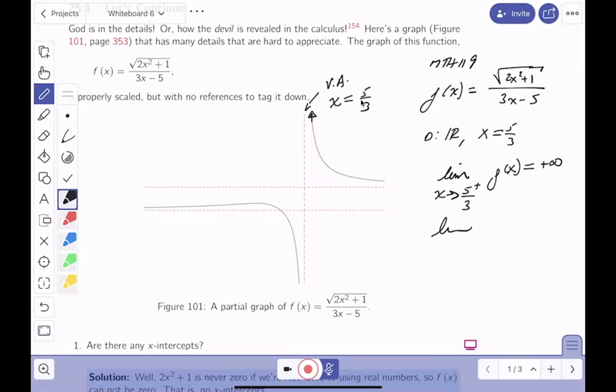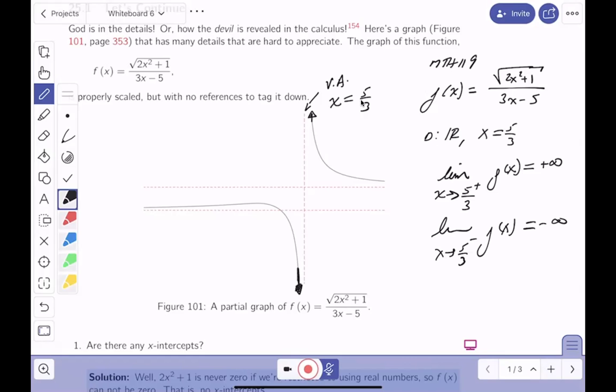Limit as x approaches 5/3 from the left of it. Now, what do I know about that? The top's always positive. I don't have to worry about that at all. It's the bottom I'm worried about. It's going towards 0, right? But through what kind of numbers? Negative numbers. Basic sign analysis. So minus infinity. So I got that behavior over here.